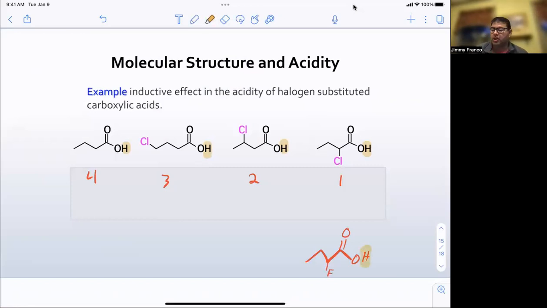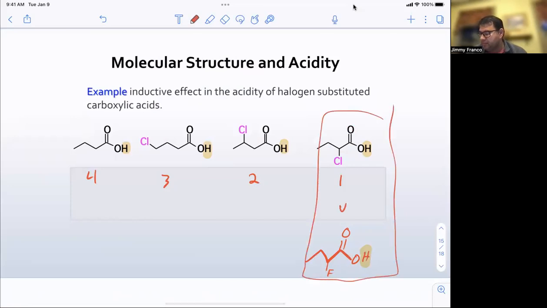All right, so if we're looking at these, right, we have our carboxylic acid, and we have our carboxylic acid. And the only difference is this one's a chlorine, this one's a fluorine, right? They're the same distance. Then the more electronegative atom is more acidic. So then if we're comparing these two, then that would be my more acidic one.